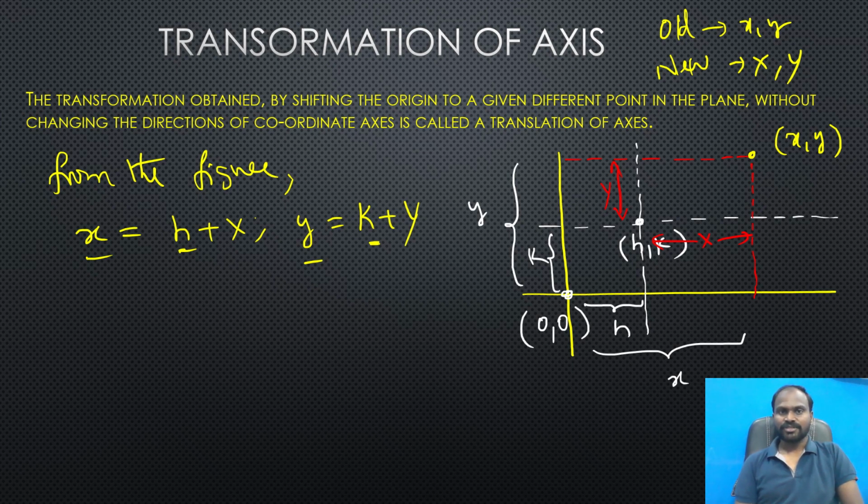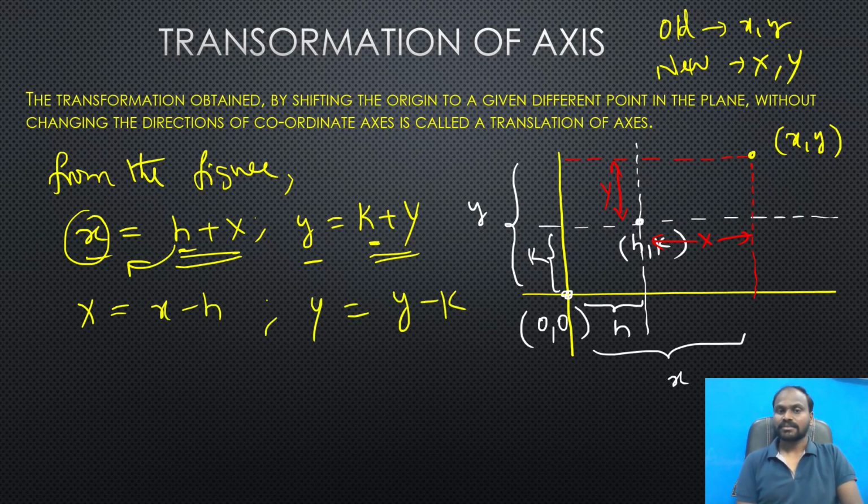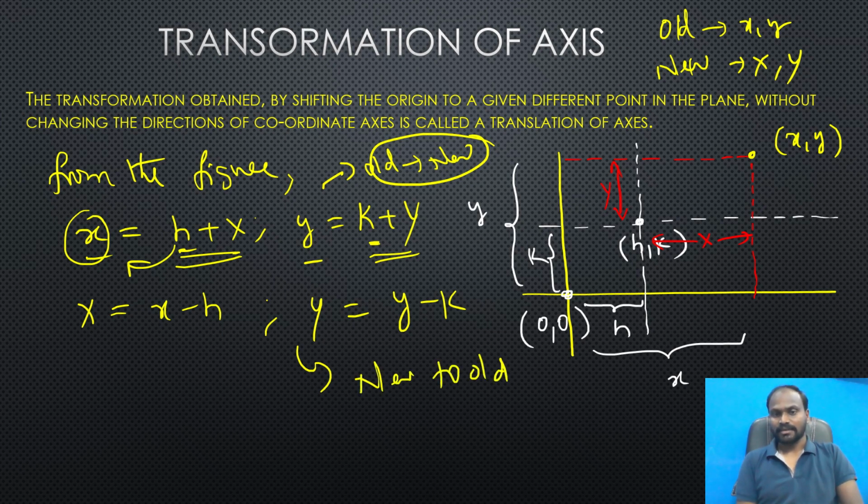So this is the transformation obtained by shifting the origin to a different point h comma k. Whenever you shift the origin to another place, to get the new equation we substitute these in place of the old coordinates. And if the new equation is already given, how do we find the old equation? Move h to the other side, you'll get capital X is equal to x minus h, and capital Y is equal to y minus k. So this is when you are converting old to new, and this is when you are converting new to old.